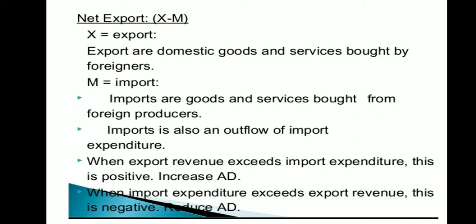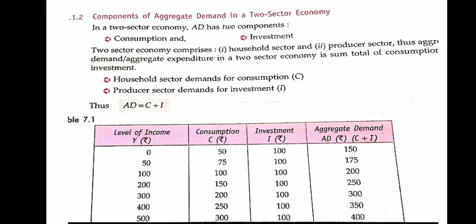When export revenue exceeds import expenditure, net export is positive and AD increases. And when import expenditure exceeds export revenue, this negatively affects demand, and as a result the aggregate demand decreases or reduces.